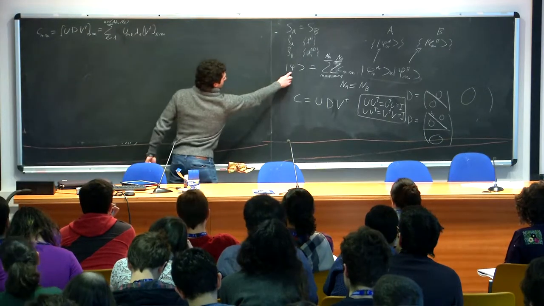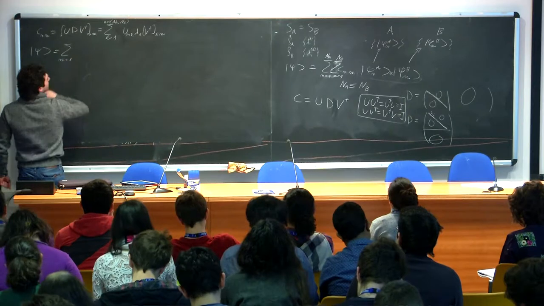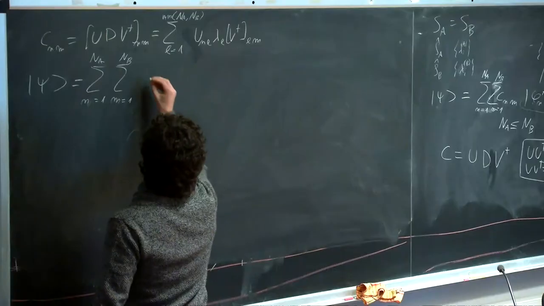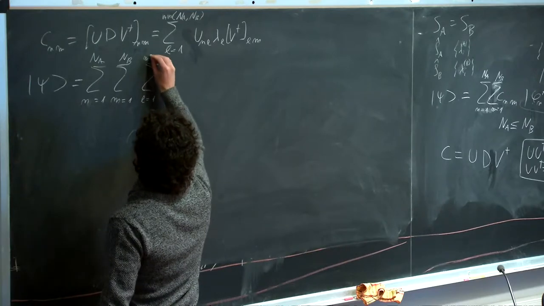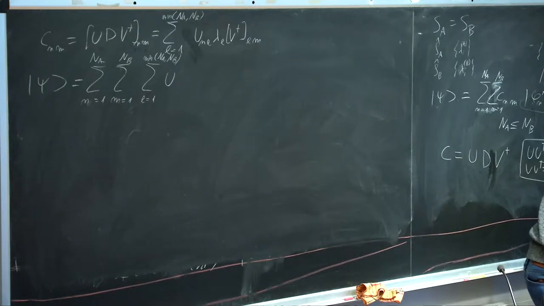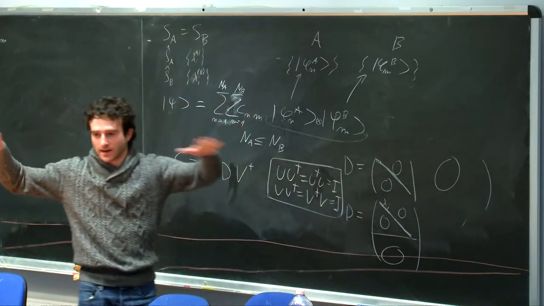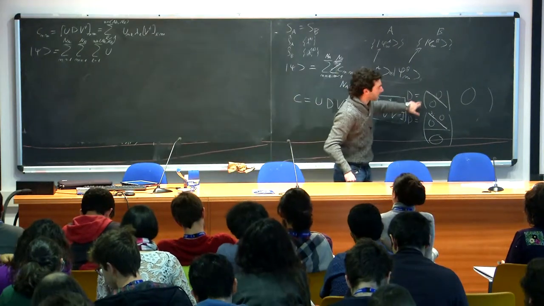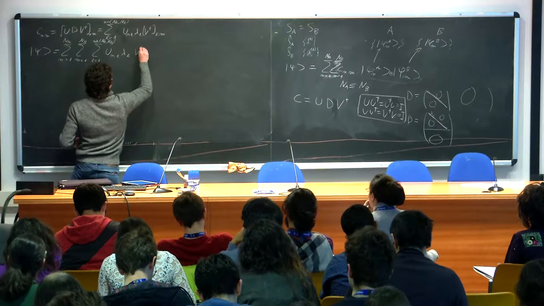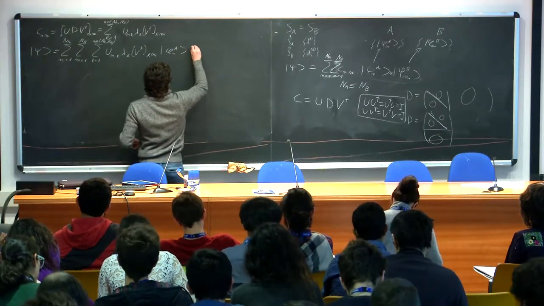Now let's write our pure state using this decomposition. We have psi equal to the sum over n from 1 to NA, the sum over m from 1 to NB, and the sum over l from 1 to the minimum between NA and NB, of U_nl lambda_l V dagger_lm, then our state phi_n^A phi_m^B. This minimum is related to the fact that this is a rectangular matrix, so the number of elements cannot be larger than the minimal size of the matrix, the minimum between the number of rows and the number of columns.